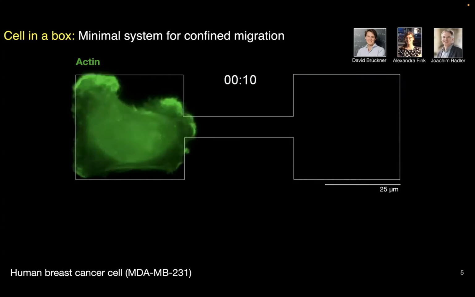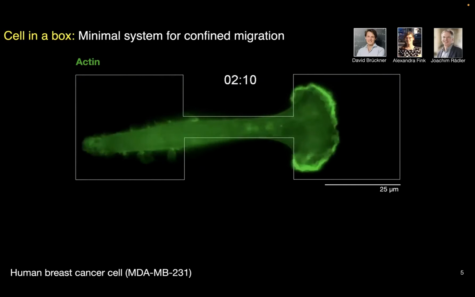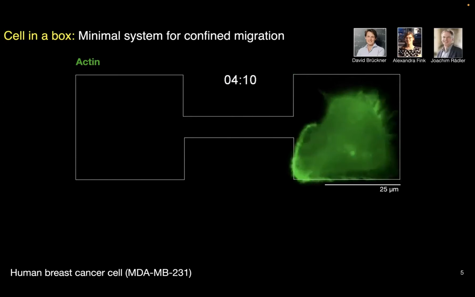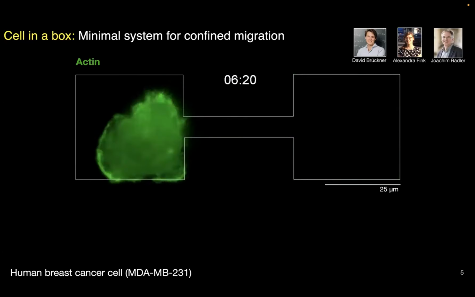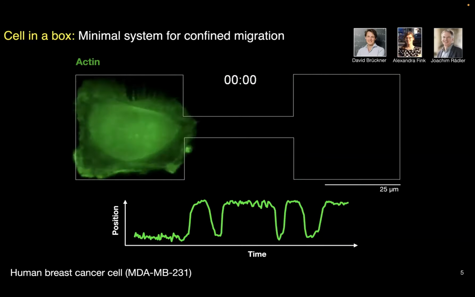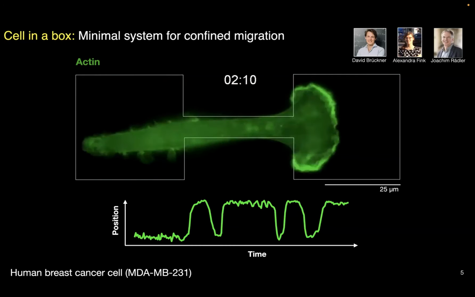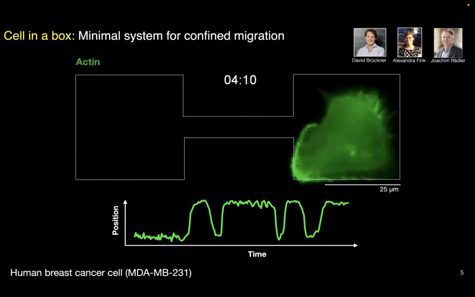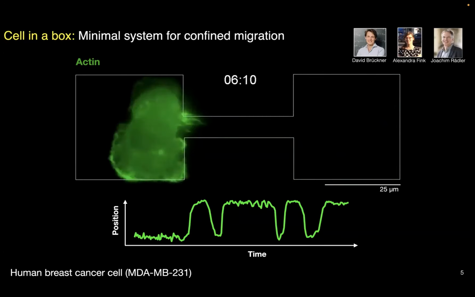Now, there's many ways you could imagine, and that we also explored, of analyzing data like this, but the thing we started out with is really the simplest thing you could imagine, which is just to track the center of the nucleus over time. This gives you these position time trajectories. Obviously, when you do this, you lose a lot of information, but it captures in a very low dimensional fashion how the cell as a whole moves through this confined environment.